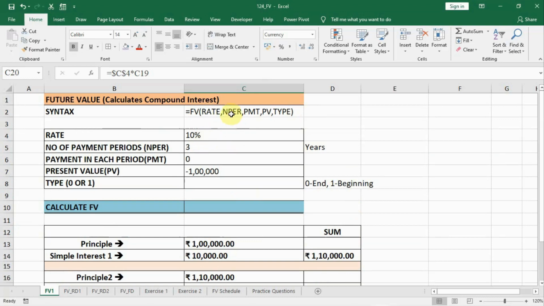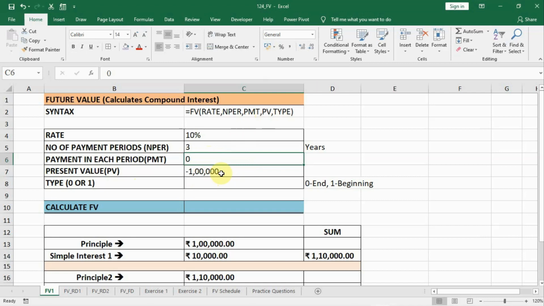that is the annual interest rate; nper is the number of payment periods, that is in our case 3 years; PMT is the payment made each period. Now in each period we are not paying any payment, we are just paying a lump sum amount at the start, so PMT will be 0. PV is the present value, minus 1 lakh rupees, or you can say 100,000.